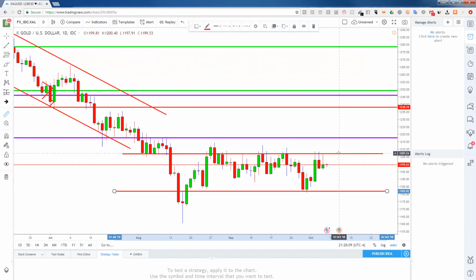Sell limit is there. Stop loss is going to be 121331. TP 119718. TP2 119076.